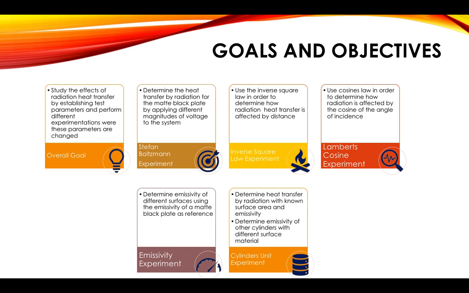For the cosine law experiment, it is to determine how thermal radiation is affected by the angle of incidence. For the emissivity experiment, it is to determine emissivity of different surfaces using the emissivity of a matted black plate as reference. And last but not least, for the cylinder unit experiment, it is to determine heat transfer by radiation with known surface area and emissivity, and to determine emissivity of the other cylinders with different surface materials.